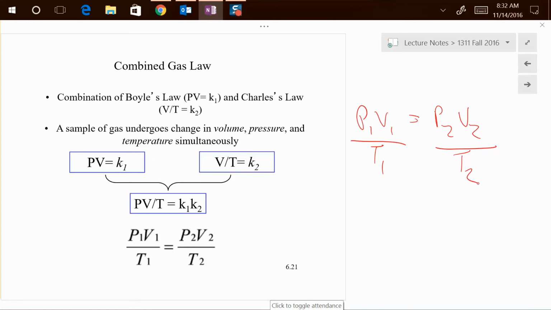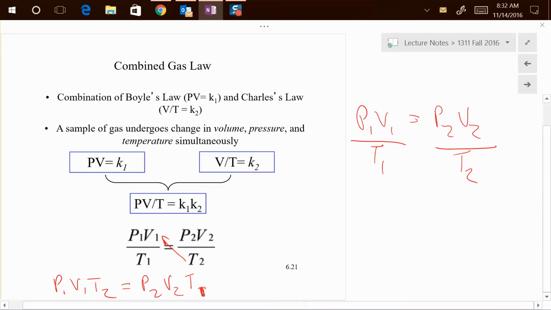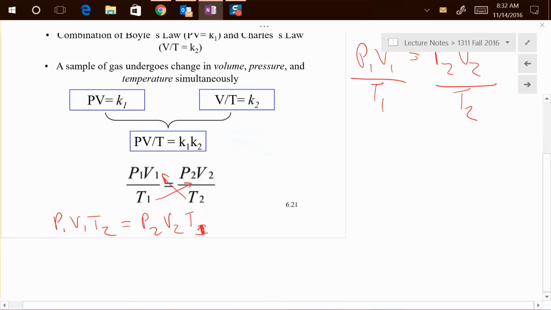Once again, if I was going to solve for a variable in the combined gas law, I would get everything off the bottom and I would put it on top. P1, V1, T2, I'm going to move T2 up here, equals P2, V2, T1. Move T1 up here. Okay? So this is how I would use the combined gas law. Now I can solve for anything very easily. V1 equals this, P2, V2, T1, divided by P1, T2. Okay? Now I can easily solve for any one of those variables.